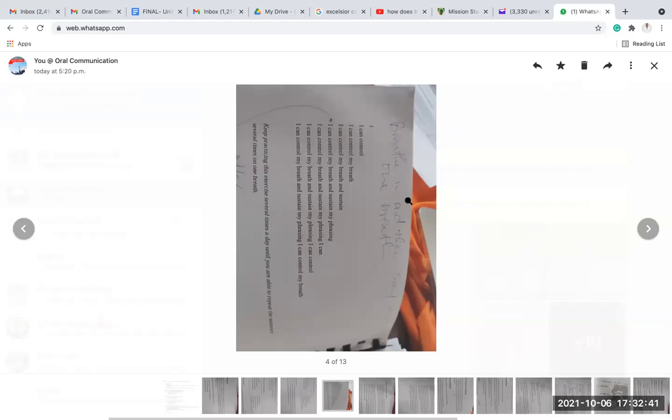So we're going to go: I. Then we inhale again. I can control. Then we inhale again. I can control my breath. Then we inhale again. I can control my breath and sustain. Then you inhale again. I can control my breath and sustain my phrasing. Understand now? That's really how you're doing it. So in one breath. Let's start again from the beginning. Let's inhale. First line.